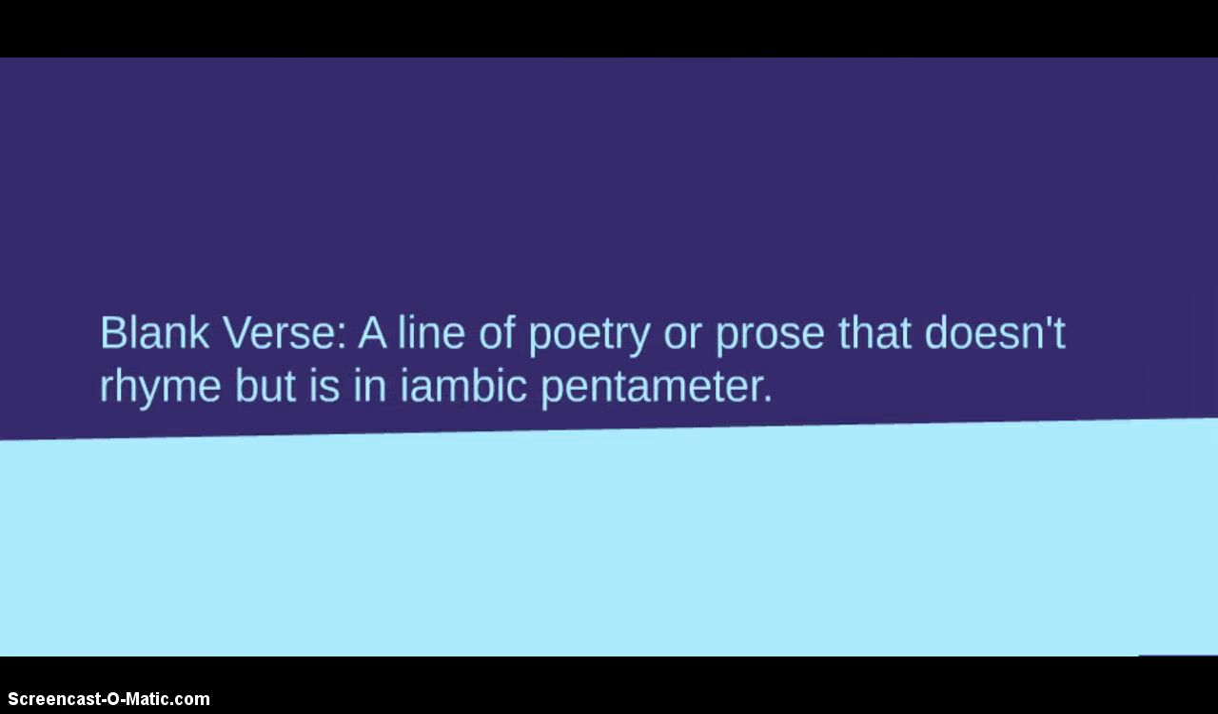Alright, the next one you need to know is specifically for Shakespeare. So when we read Romeo and Juliet, you're going to really need to remember this one. This one is called blank verse. Alright, blank verse is a line of poetry or prose that doesn't rhyme. So the last words of each line do not need to rhyme, but it's in iambic pentameter. And we're going to go really in-depth in iambic pentameter later. Just remember that blank verse is in iambic pentameter. Those two phrases always go together. Okay, so keep that in mind for later.